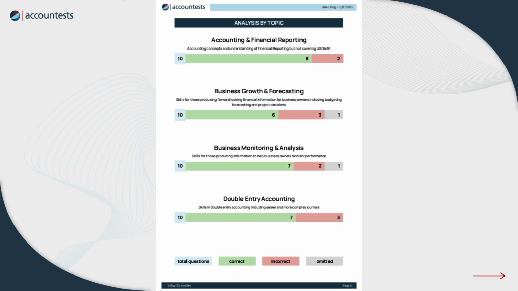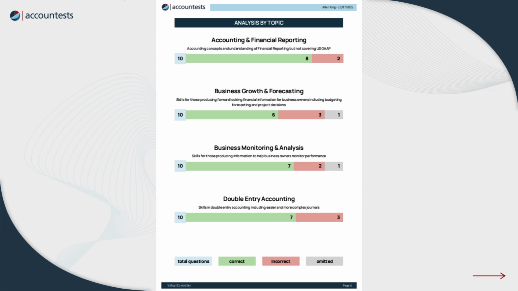After this, we analyse by topic. We go through the different topics covered by the test, and you can see where the candidate's strengths and weaknesses are. This might be useful if some of the topics are more or less important for success in the role. Also, they might highlight some specific training requirements or where you might need to initially have more oversight over the output of the candidate. Here we're covering accounting and financial reporting, so that's looking at accounting concepts.